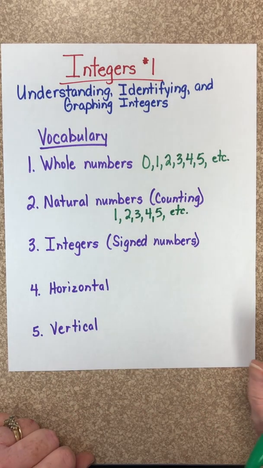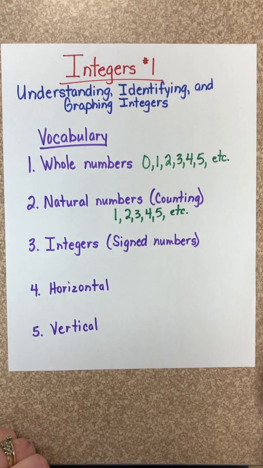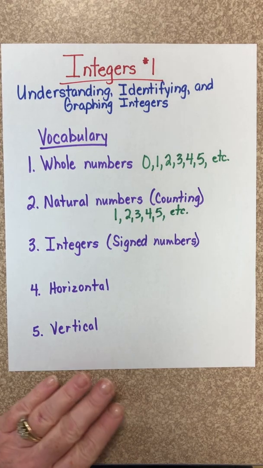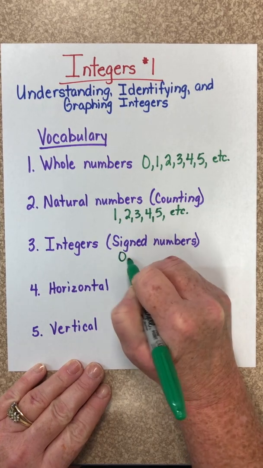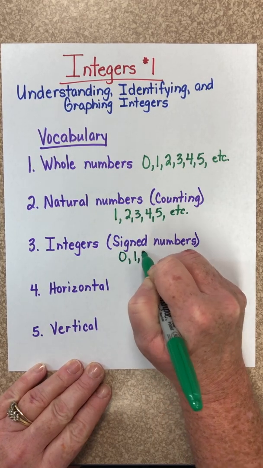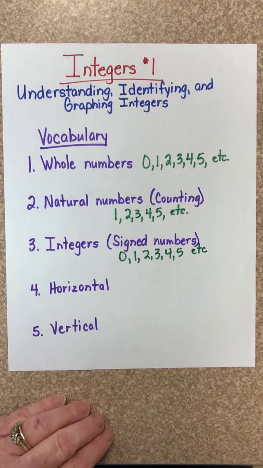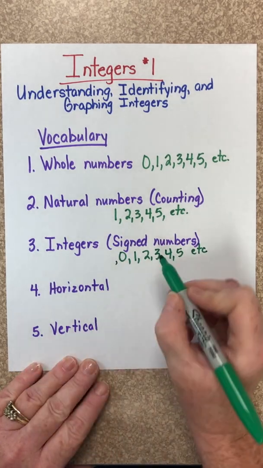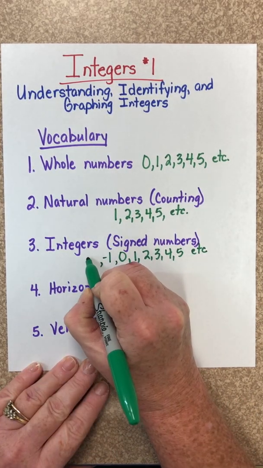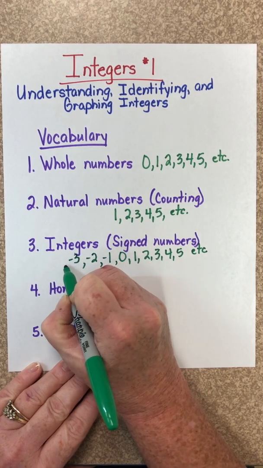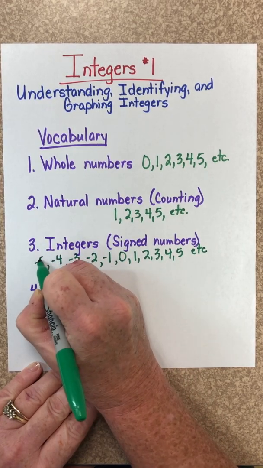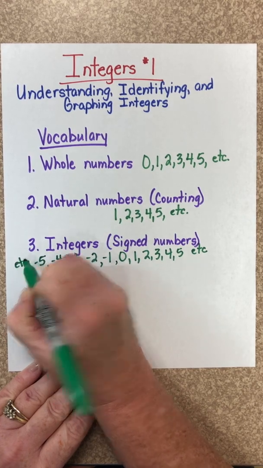Now let's look at integers. Well, integers are also called signed numbers, and that's because they have a sign in front of the number. So integers are whole numbers, so that means it has 0, and we go in the positive direction, 1, 2, 3, 4, 5, etc. But we also go negative numbers, -1, -2, -3, -4, -5, etc. in that direction.